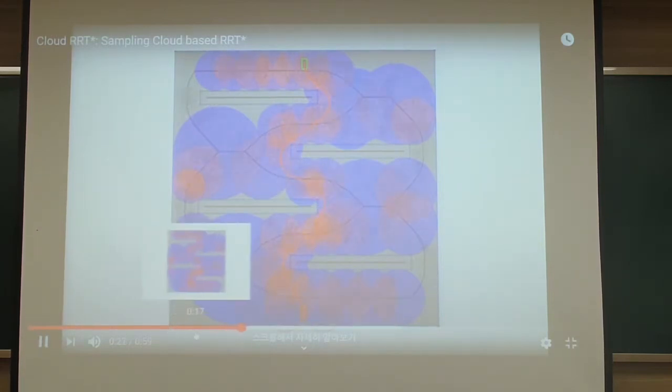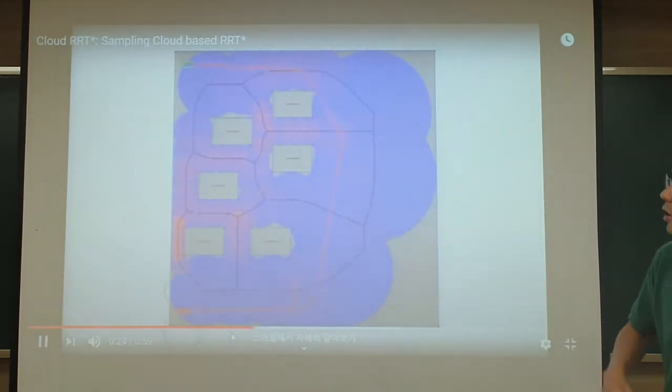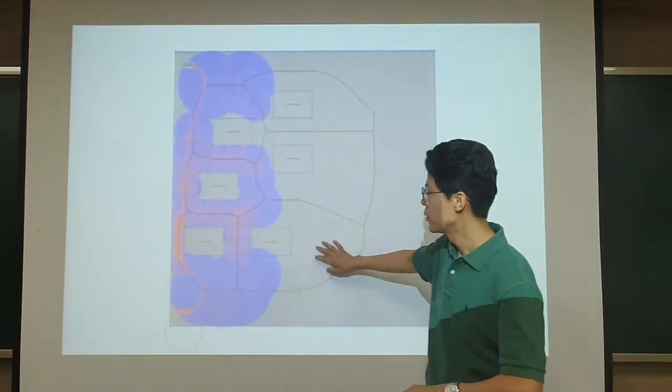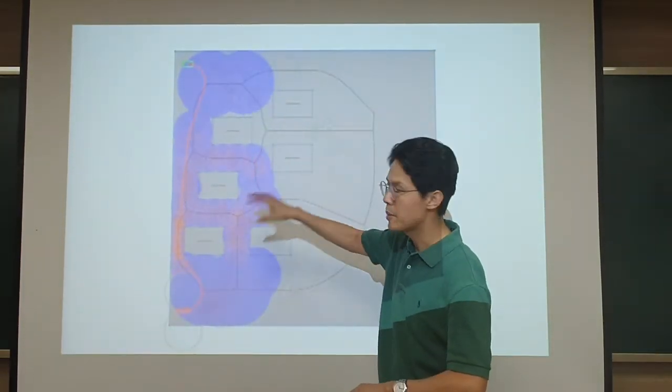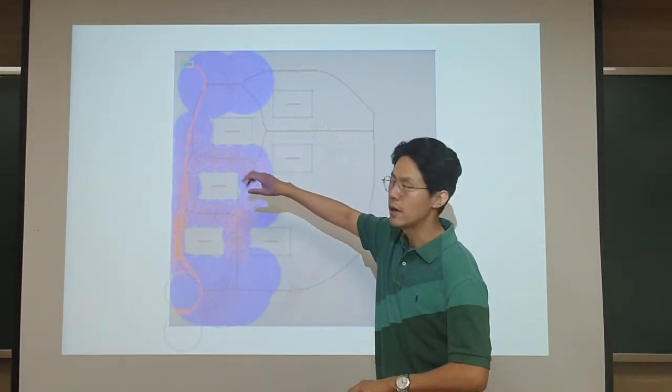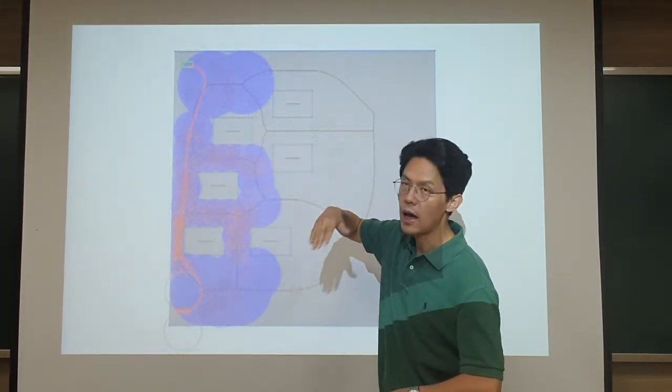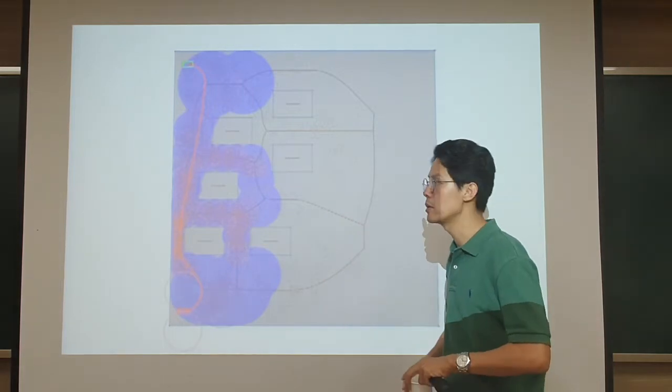It's very slow. Basically, first of all, we need to compute the Voronoi diagram, and then we generate samples. But we generate samples near the Voronoi diagram, since if we follow the Voronoi diagram, there is a higher probability that we can compute the optimal path.